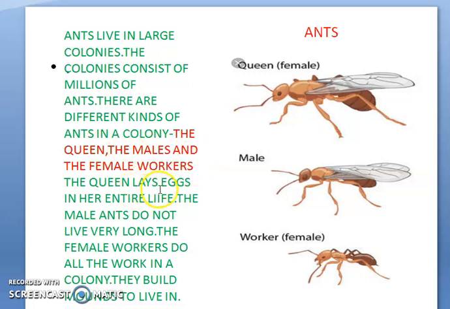The queen lays eggs throughout her entire life. The male ants do not live very long. And the female workers do all the work in the colony. Here in the picture you can see from the structure itself that the queen is much bigger than the male ants as well as the female workers. The female workers do all the work in the colony. They build mounds to live in.